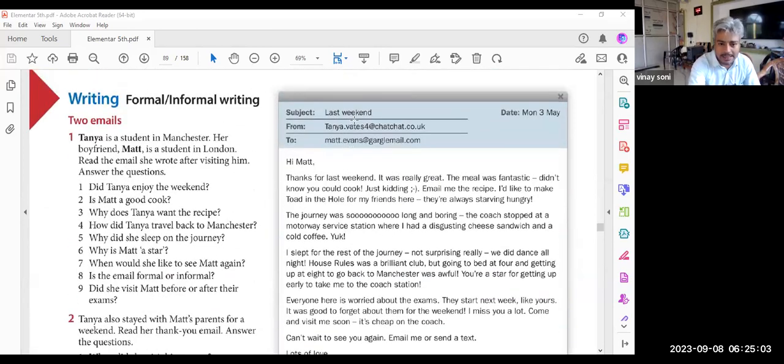This email was written on Monday, the 3rd of May, and the subject is last weekend. So when you read last weekend in this email, it refers to the 1st and the 2nd of May because Monday is the 3rd of May. So last weekend was Saturday and Sunday on the 1st and the 2nd of May.